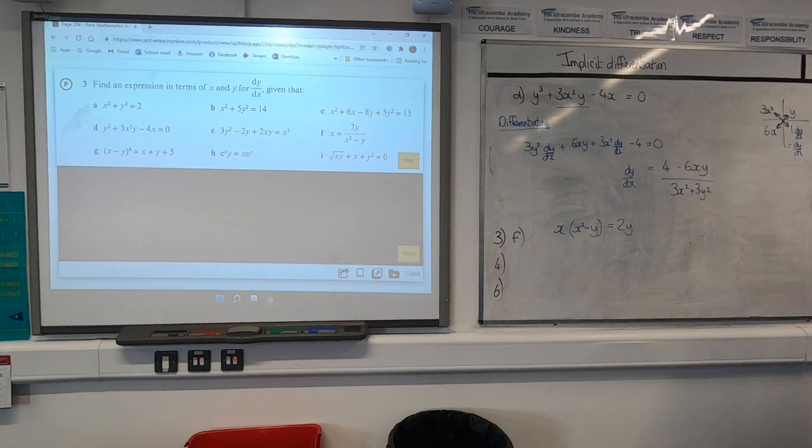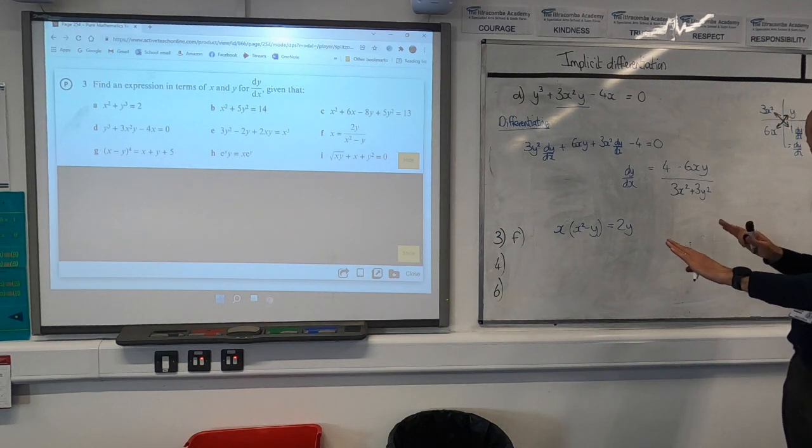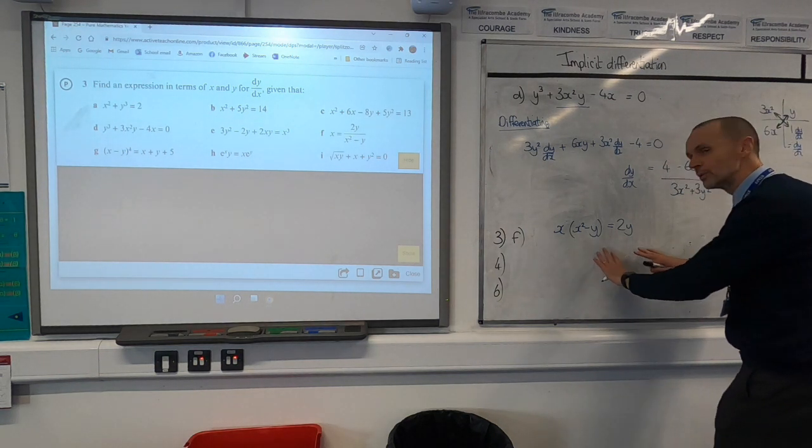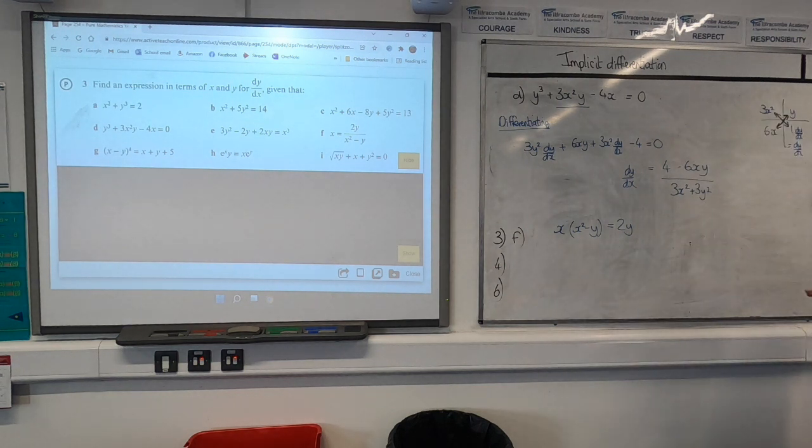So I've just multiplied both sides by x squared minus y, and that's now a product. Product rule is much nicer than the quotient rule. And with implicit differentiation, the equal sign, it doesn't matter where it is, I'm going to use the same rules either side. So I'm actually going to do that one, or I'm going to get you to do that one using the product rule, which is so much easier.